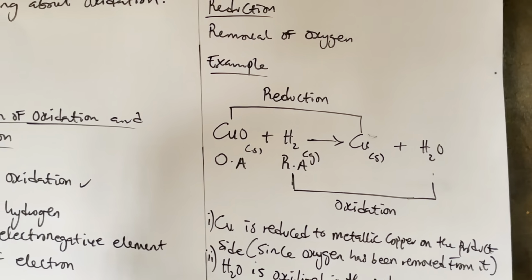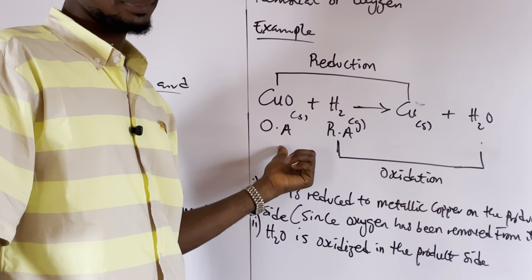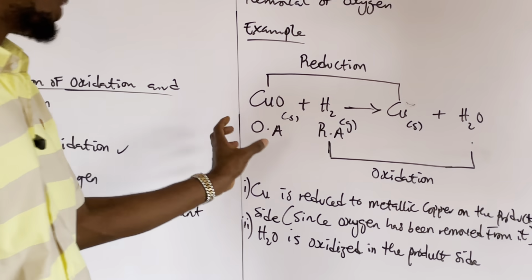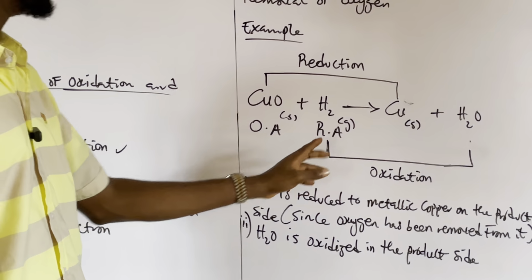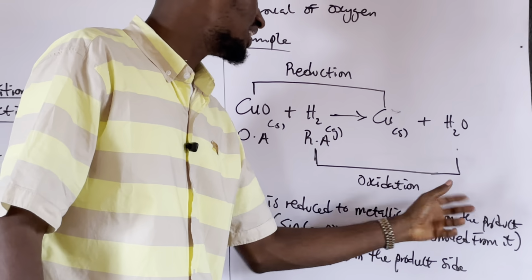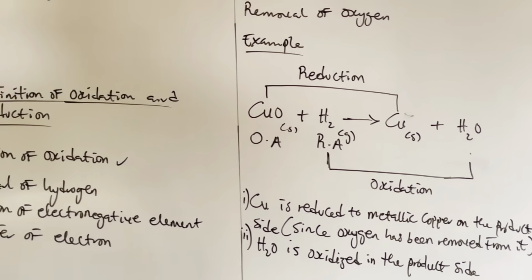Did you understand? So the one that brings about reduction is the oxidizing agent. Another way around, the one that brings about oxidation here is the reducing agent. This is a trick now. Now we can write it here. Note.